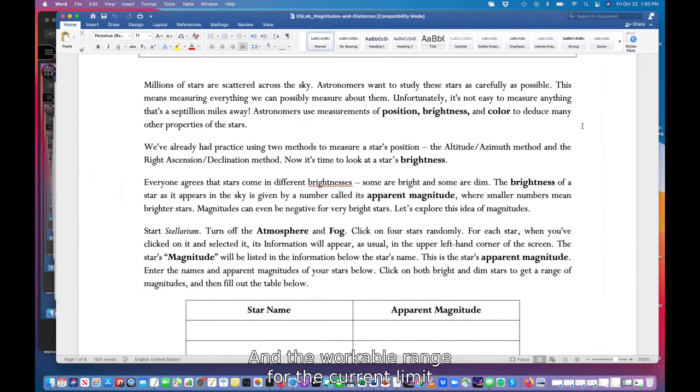And the workable range for the current limit is about 30,000 light years, only about 1/3 the size of the Milky Way galaxy. And so the parallax method is only really good for the nearby stars. But this is extremely important because by establishing the properties and the distances to the nearby stars, we can use this as a foundation to extrapolate and expand into other methods to figure out the distances and the properties of the stars much farther away. And so the parallax method really gives us a foundation of astronomy to figure out a lot of information about the nearby stars, okay?